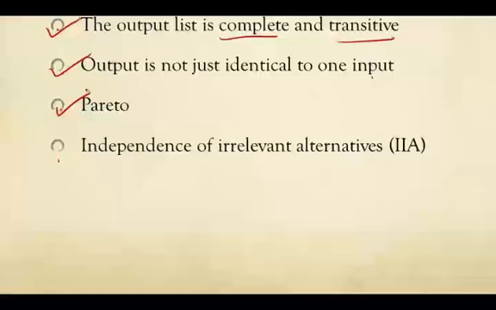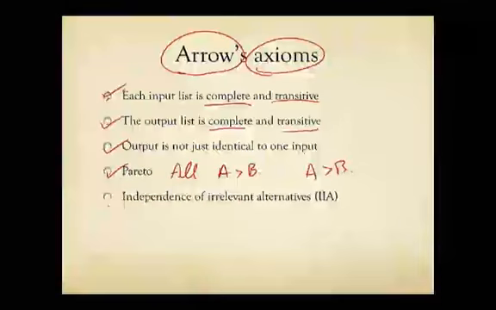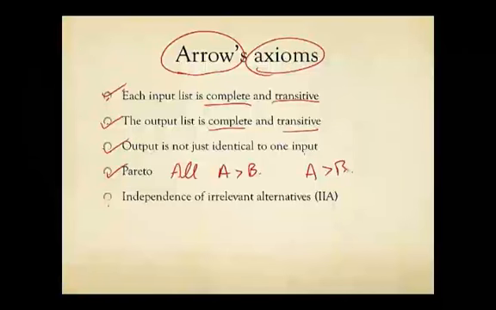And then the fourth one is the so-called Pareto principle. If all the input lists say A should be better than B, then the output must also say A is better than B, because there's no disagreement among the inputs. Finally is what's called IIA, independence of irrelevant alternatives.